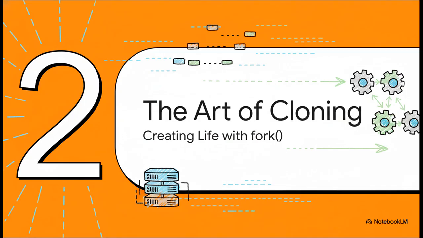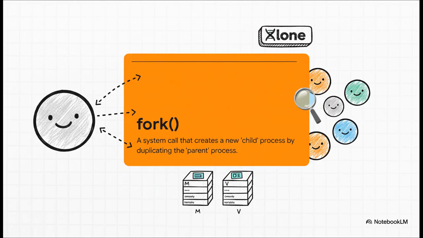Okay, so how do new processes get created? Does the operating system just build them from scratch every time? Nope. It does something way more efficient and way weirder. It clones. And it all starts with a system call called fork. When a process calls fork, it's literally like hitting a biological clone button. The operating system creates a brand new process that is a nearly perfect duplicate of the original. We call the original the parent, and you guessed it, the new one is the child.